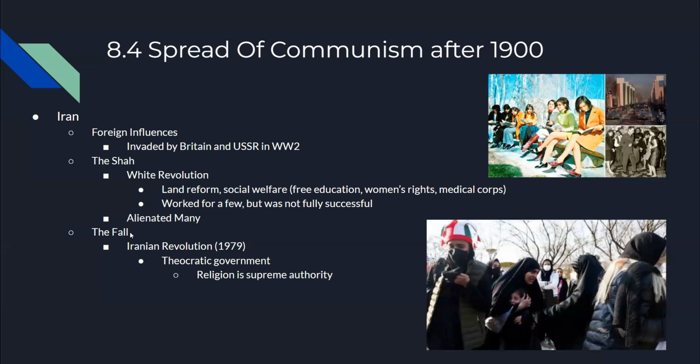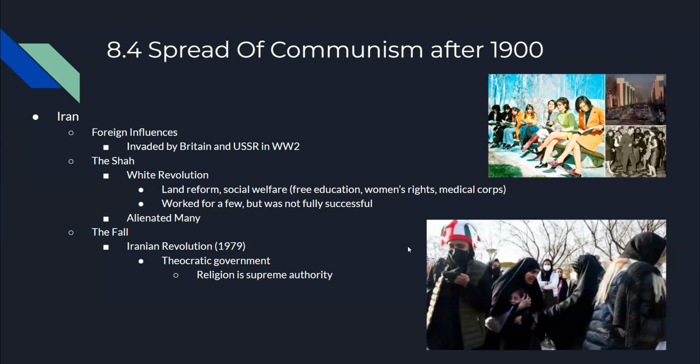Due to that, the Shah fell in 1979, creating a theocratic government, which is a government where religion is the supreme authority. The new government was headed by a cleric in the Guardian Council, and the cleric was the Ayatollah of Iran. It's not too good of a place nowadays. These pictures show Iran before and after the revolution, and Iran nowadays is frankly not that good of a place for women's rights.